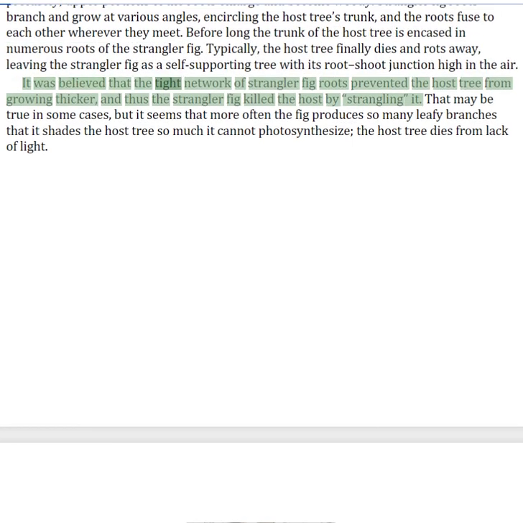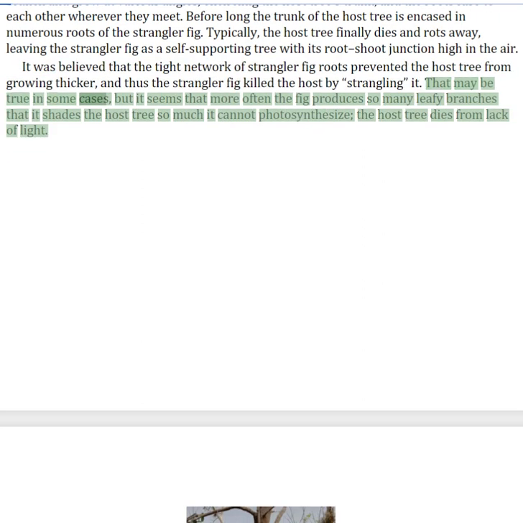It was believed that the tight network of strangler fig roots prevented the host tree from growing thicker, and thus the strangler fig killed the host by strangling it. That may be true in some cases, but it seems that more often the fig produces so many leafy branches that it shades the host tree so much it cannot photosynthesize. The host tree dies from lack of light.